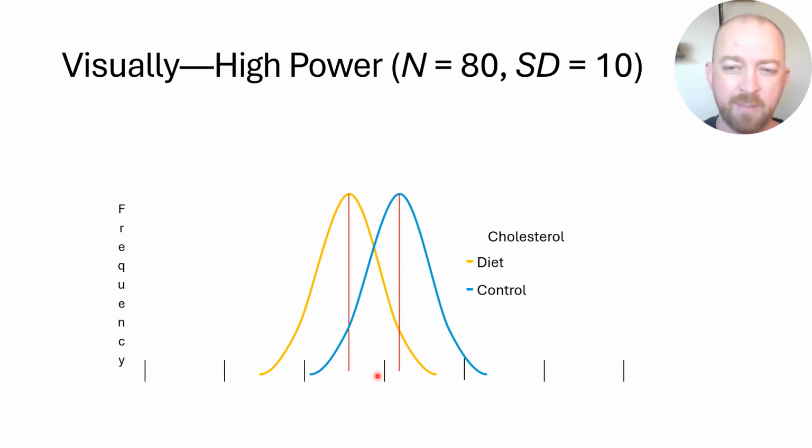They're not overlapping a lot, and therefore generally most of the people who were in the control group had higher cholesterol than the people in the diet group. It's so easy for me to go ahead and reject the null hypothesis at this point. In other words, this kind of design, this kind of test, this kind of data would have high statistical power. And again, there are lots of ways to decrease that standard deviation, as I talked about.